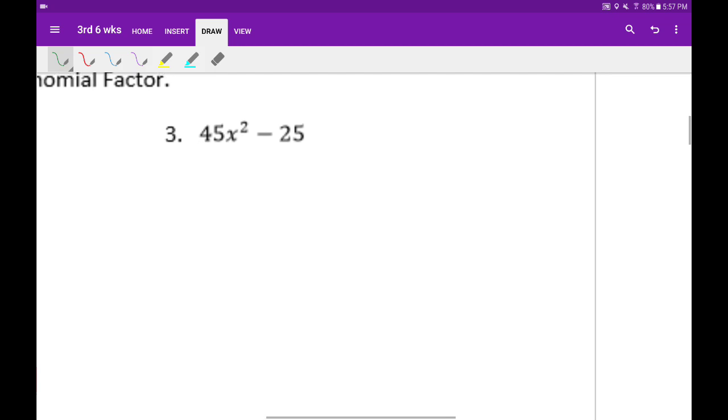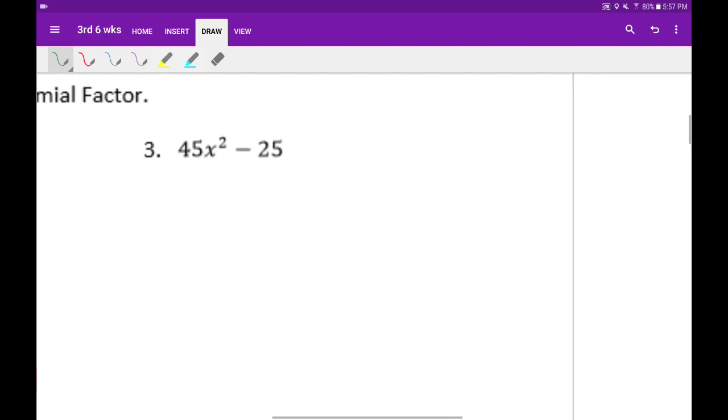Okay, looking at problem 3. All right, so looking at the numbers 45 and 25, the greatest common factor here will be a 5. Then we look at the variable, the x squared, and we see that there's not an x in the other term with the 25, so we can't use x squared. So we're just going to divide both terms by 5. So here we're going to get 9x squared minus 5.